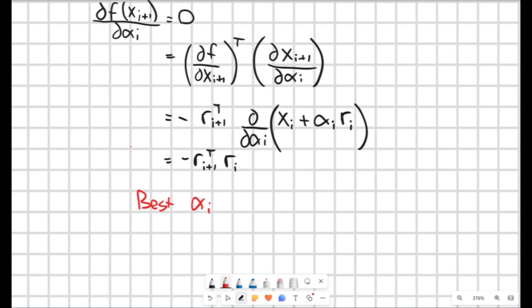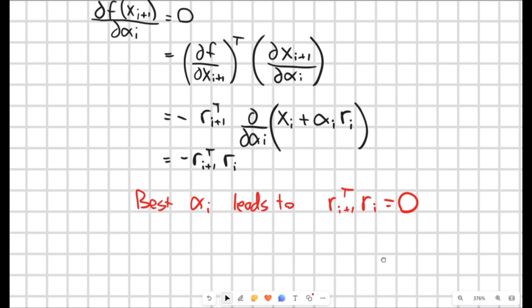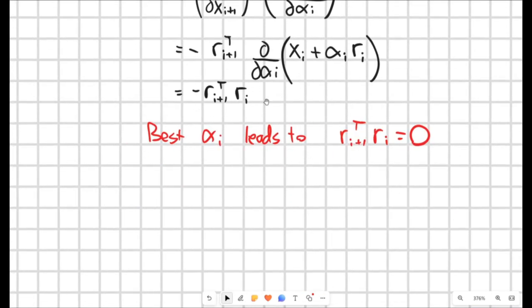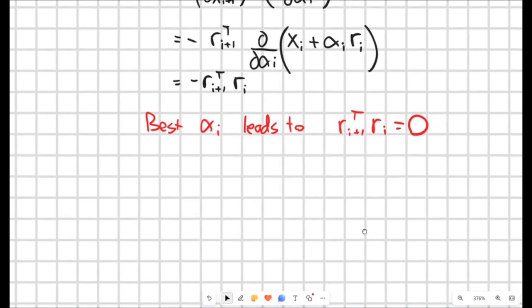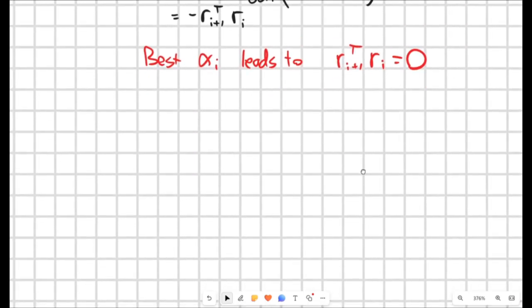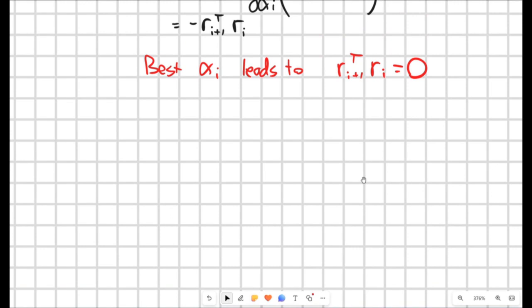So the best alpha I, let's say, leads to R(i+1) transposed multiplied by Ri equal to 0. So in other words, it leads to these subsequent residuals being orthogonal. So now we're just going to expand residual i+1 transposed multiplied by residual i, write it in terms of alpha, set it equal to 0, and then we can find what the best alpha is.